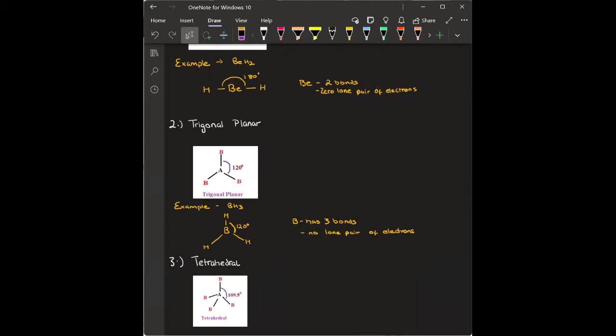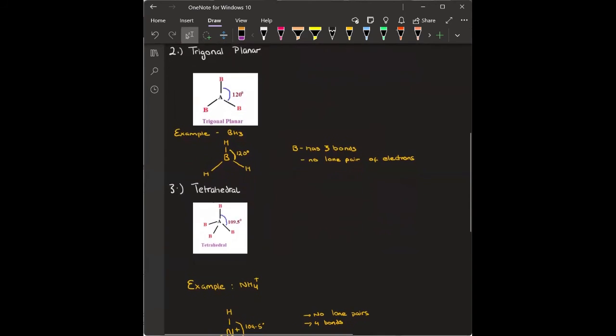Boron can form three bonds, and in this case, it forms three bonds with three hydrogen atoms. There are no lone pairs of electrons in this specific molecule, and therefore, in order to maximize the separation and minimize repulsion between hydrogen atoms, they each form a bond of 120 degrees bond angle, thereby separating the hydrogen atoms from each other. The third geometry that we will look at is tetrahedral.